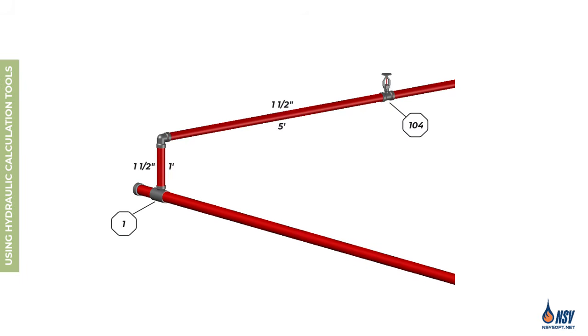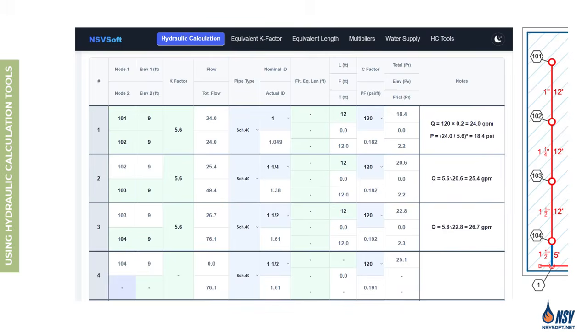The elevation of node 1 is 8 feet, as it is located on the cross main and 1 foot below node 104. The total pipe length is 6 feet, calculated as the sum of a 5-foot horizontal run and a 1-foot vertical run. In addition, this section includes 1 elbow and 1 T, both sized at 1½ inches. Let's enter these values in the table.